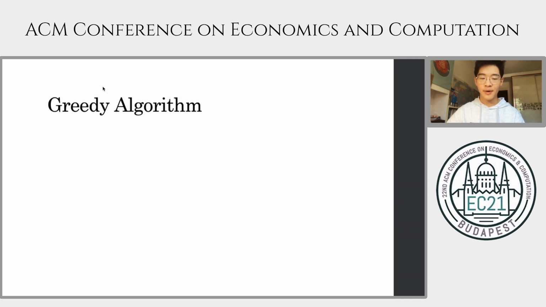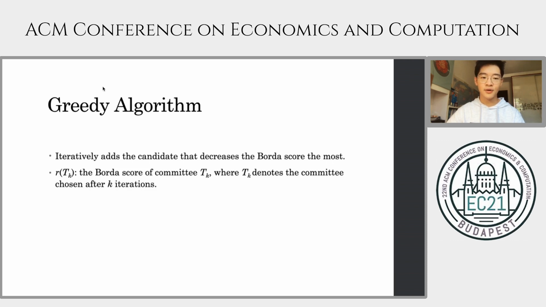As the main thread of our presentation, I will introduce multiple algorithms for Chamberlin-Courant rule, including a very natural greedy algorithm and an effective heuristic known as the Banzhaf rule. I will first introduce the greedy algorithm. As you might imagine, the greedy algorithm just iteratively adds the candidate that decreases the s-Borda score the most. In other words, in each iteration, the greedy algorithm looks for the best candidate that hasn't been added and adds it to the committee. For our further analysis, we define the following notation.